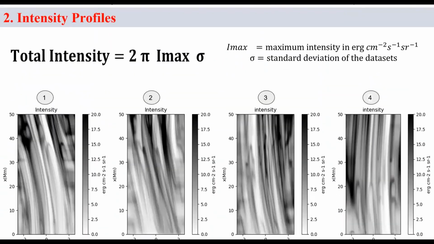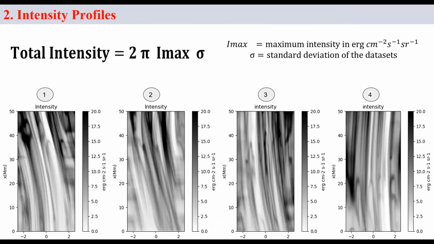The second part was our identification of the main parameters that we have used for intensity, Doppler shifting, and line width. First we'll be discussing some valid information regarding the intensity profiles. The major equation that everyone may be aware of: if you have the maximum intensity and the standard deviation from a given data set, you can find the total intensity using the equation 2 pi I maximum times sigma. From this equation, we have simulated and obtained the following 2-dimensional images.